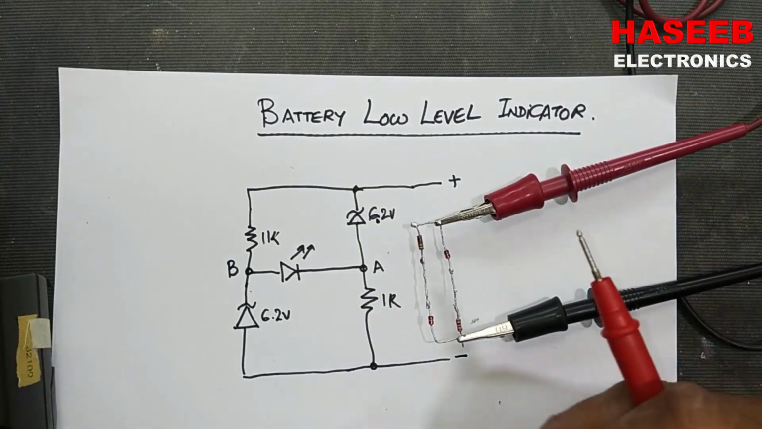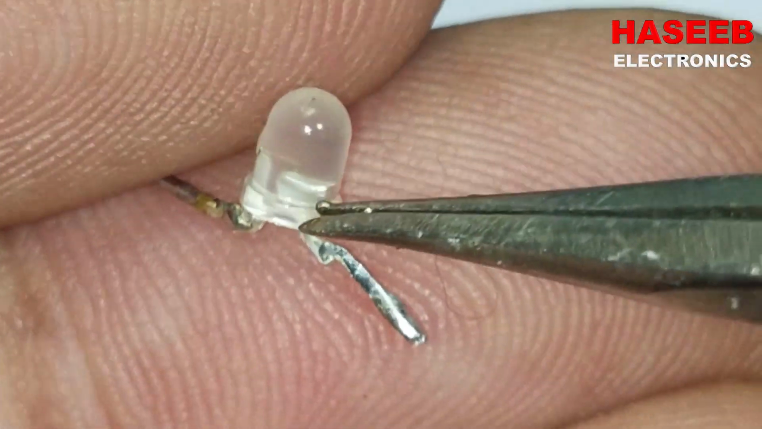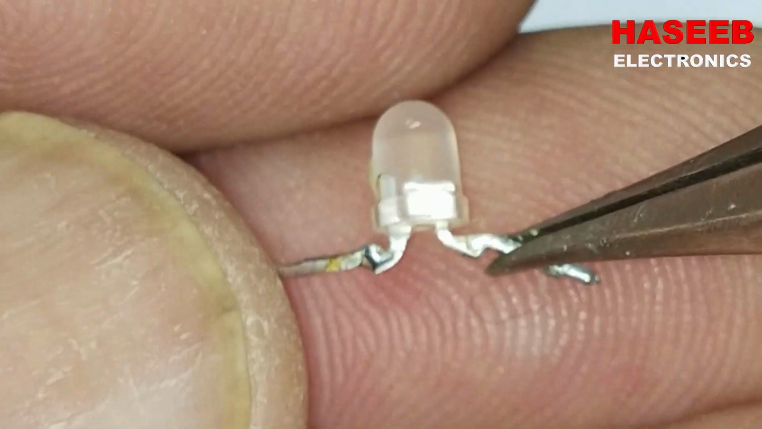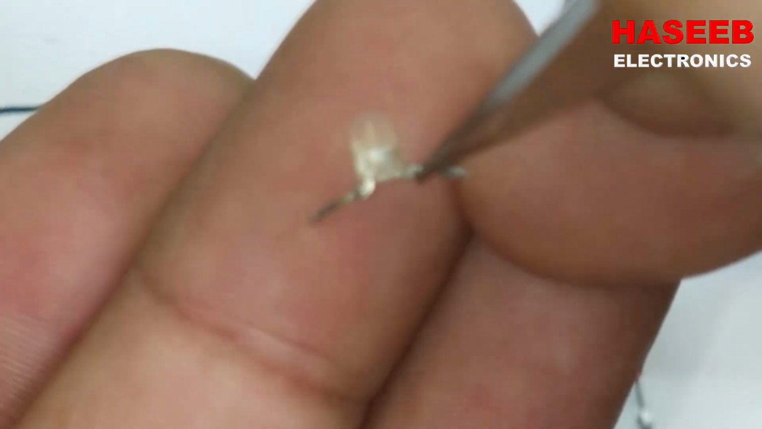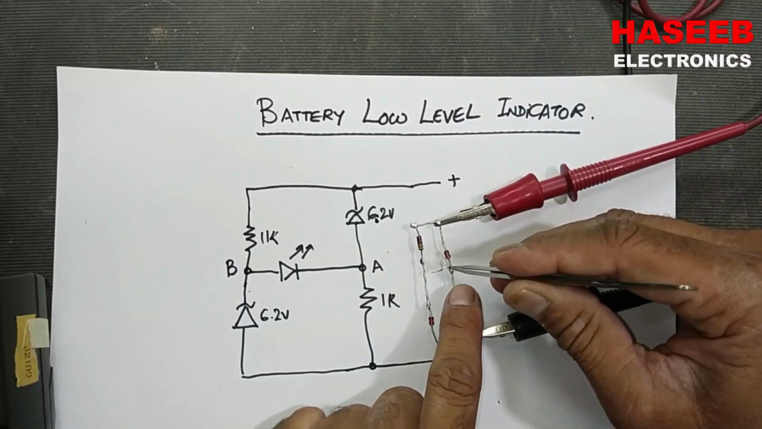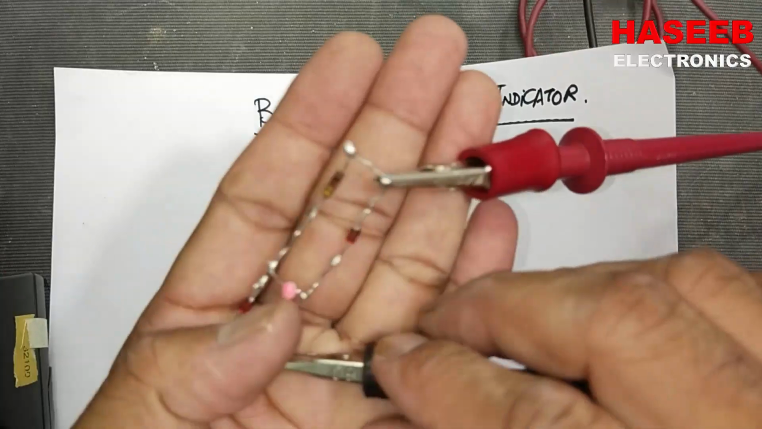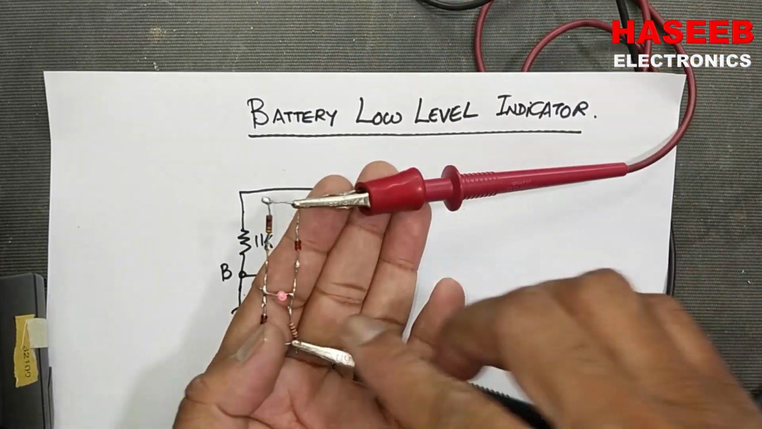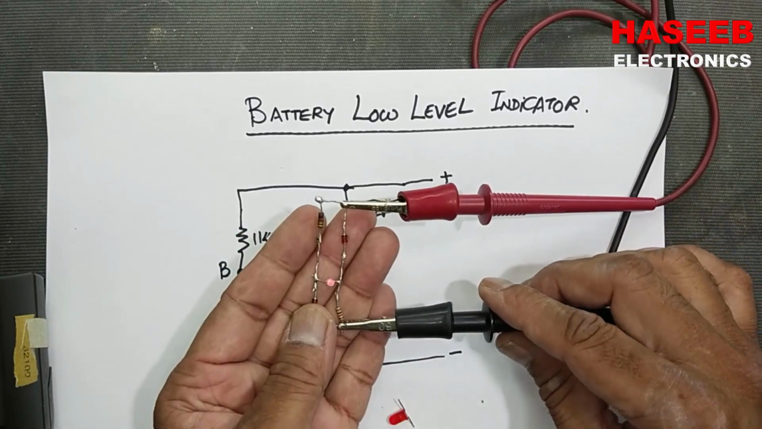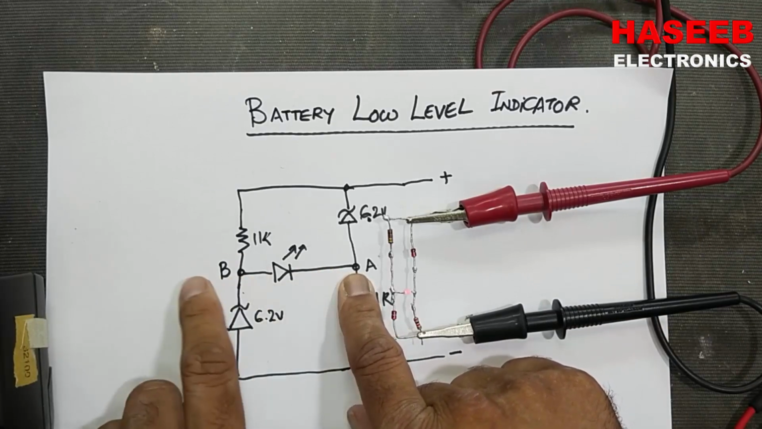Now we have to connect this LED. If you see this LED, inside the LED there is one big terminal and one small terminal. The big terminal is the cathode, the negative side. The small terminal is positive. We have to connect the large terminal to the right side. The large terminal will be here. When the voltage is less than 10.5 volts, this LED will glow. So it is our low side indicator because it has to monitor the voltage difference between points A and B.